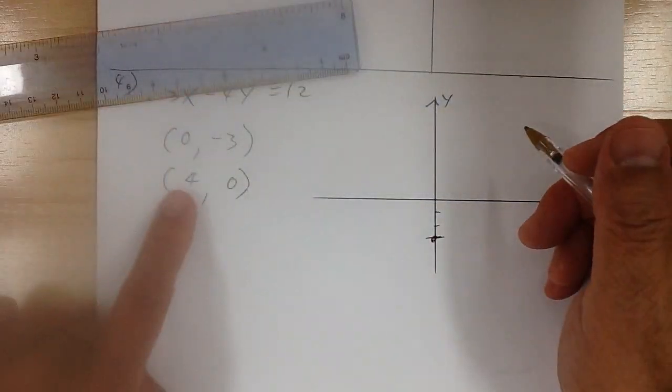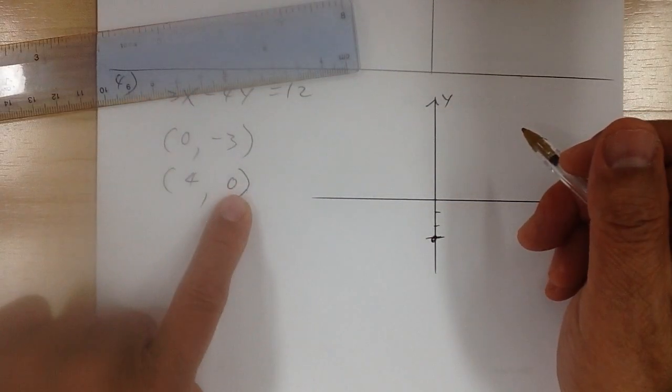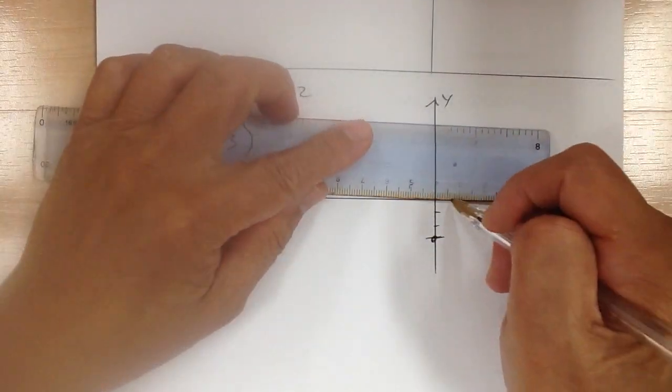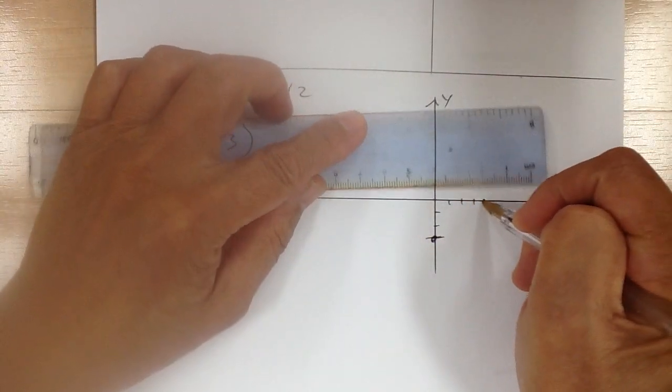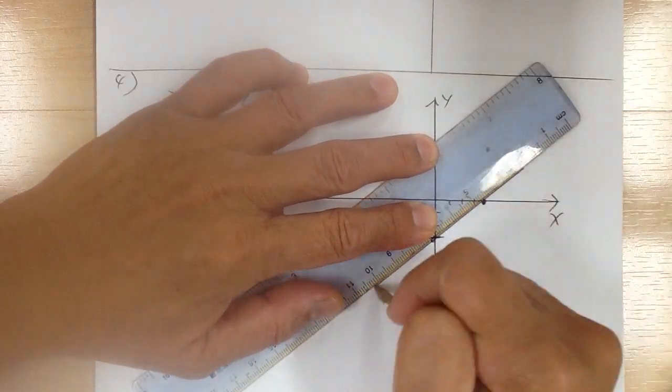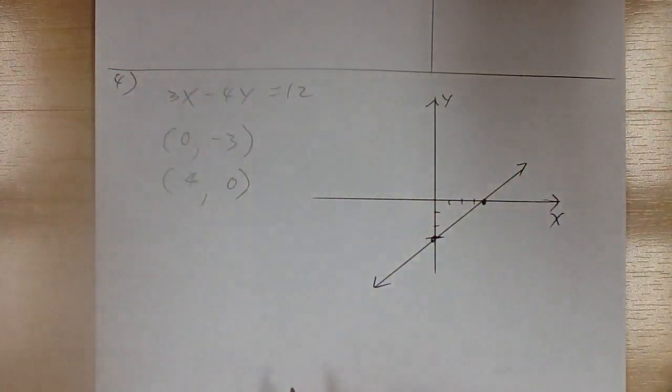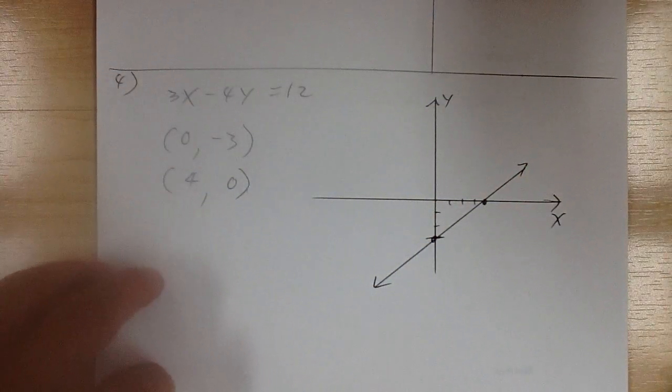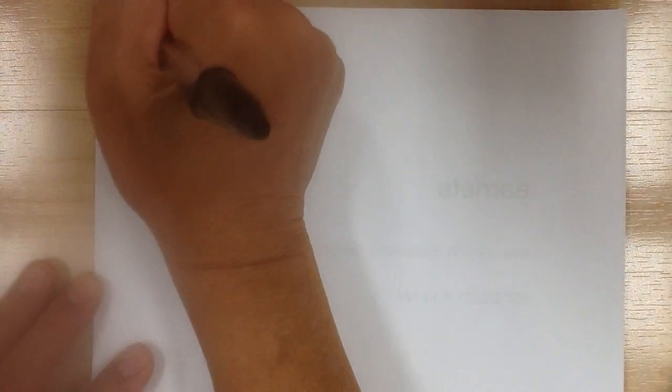Now make sure you keep track of your x and the y. The first number is x, second number is y. Okay, and then again connect the two dots, and that would be the graph for number 4. Let's go to the next one.